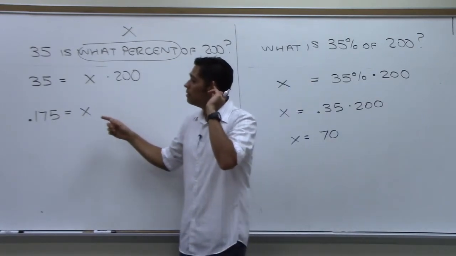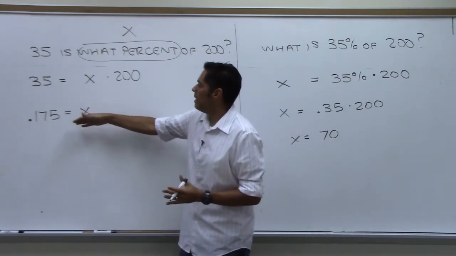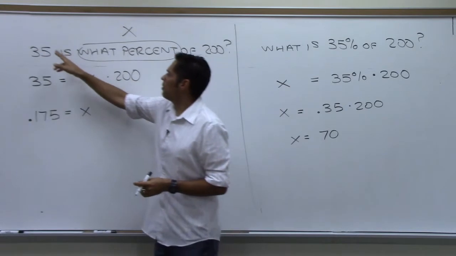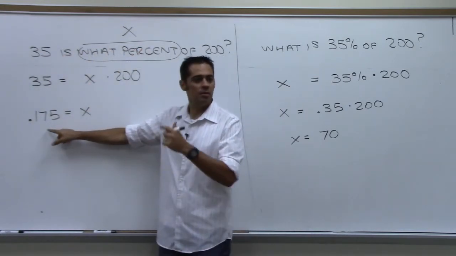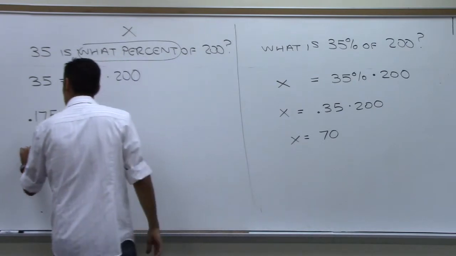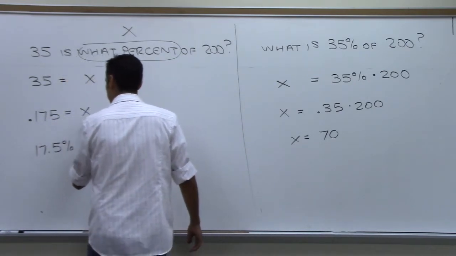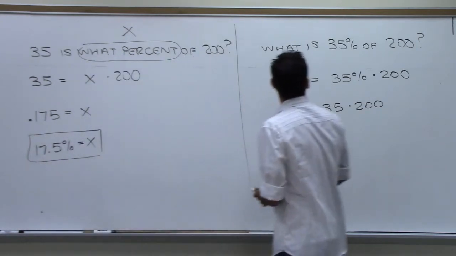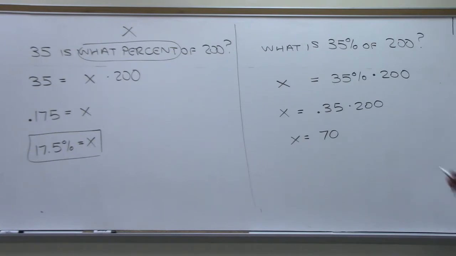Yeah, so now when we go back and we say, all right, what's the answer? Look at what we wanted. 35 is what percent? Well, that's not a percent, so convert it to a percent. This will be 17.5% equals x. What do y'all think? This okay?